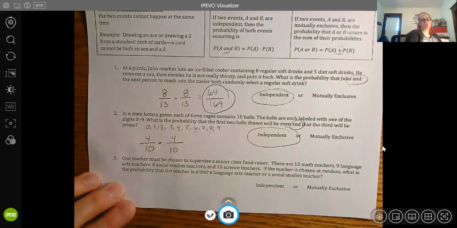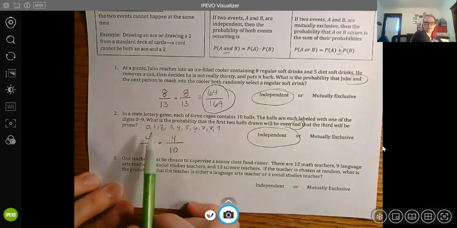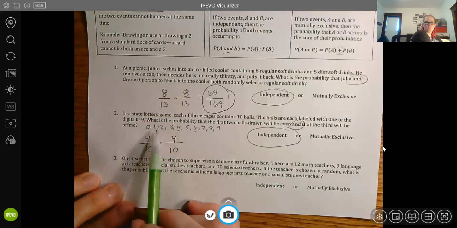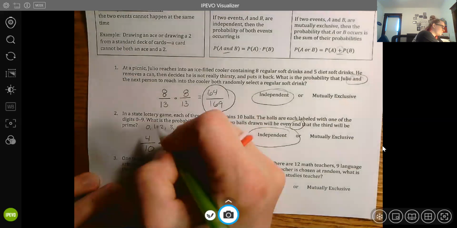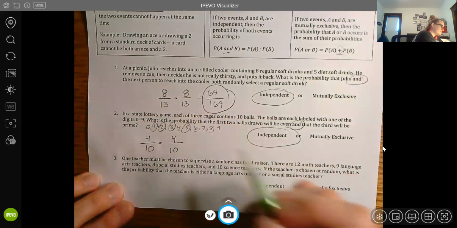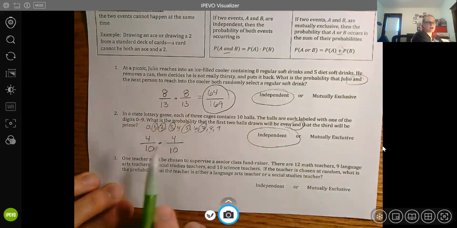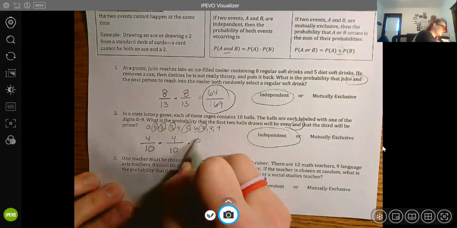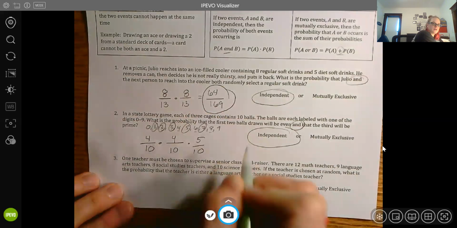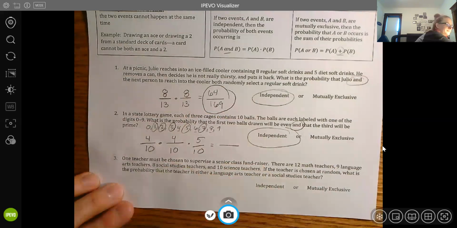So prime would be, I don't know if 0 is considered prime. 1, 2, I'm going to circle them. 1, 2, 3, 5, 7. So we have 1, 2, 3, 4, 5 out of 10. All right, so multiplying fractions, we're going to multiply the top numbers.